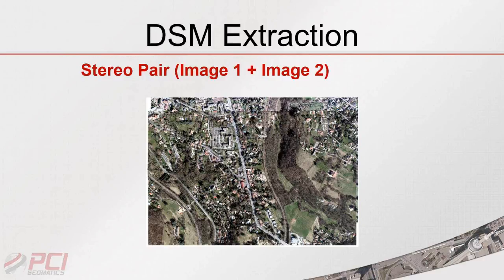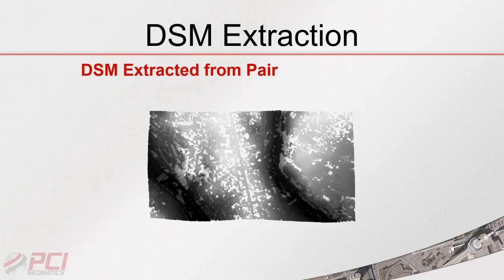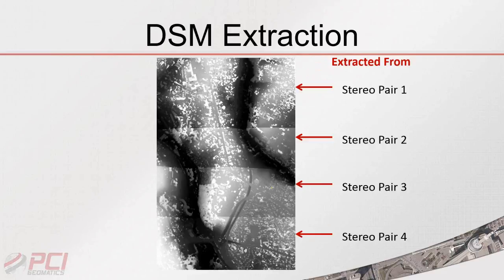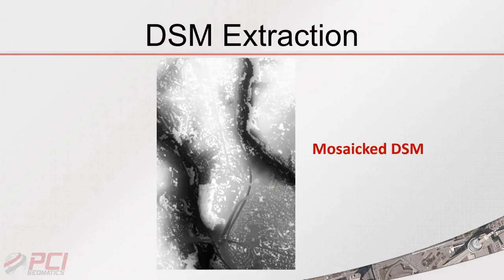So using the stereo overlap portion, we can generate a DSM, and we do this with all of the overlapping images along the various flight lines, and then we can stitch all of those DSMs into one common DSM, which can be used for analysis, which is what we'll be showing today in the live demonstration.